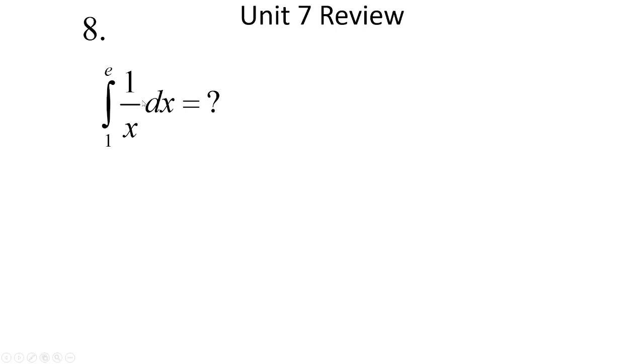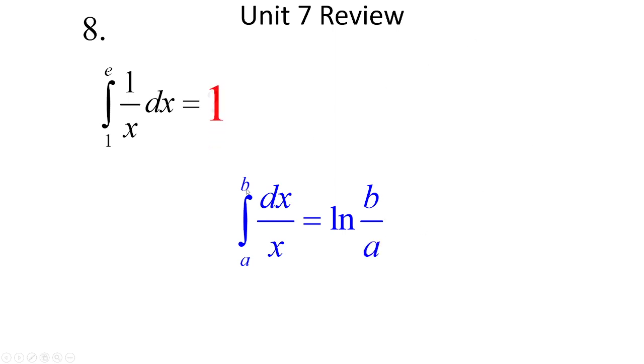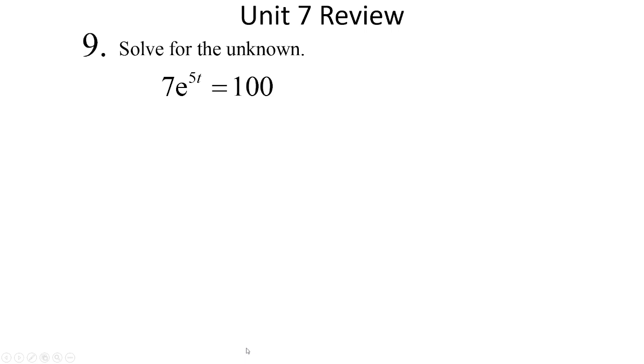What is the antiderivative of 1 over x? Wouldn't that be natural log of the absolute value of x? But if you look at those bounds, you don't even need the absolute value here. And I think I got a little shortcut for you here too. Isn't that going to be the natural log of b over a? So look at this. It's a 1, because that would be the natural log of e over 1, which is the natural log of e, which is just a 1. Bam.